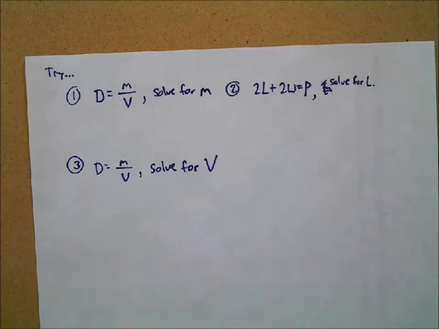Okay, so P is also being divided by 2, so we put 1 half P over here, but that's okay too. So they both get divided by 2. Okay, so to get rid of that 2L, the 2L is being added to 2W, so you should subtract it from both sides first. Oh, sorry, you're solving for L. It'll be 2L equals P minus 2W. You want to subtract 2W from both sides.